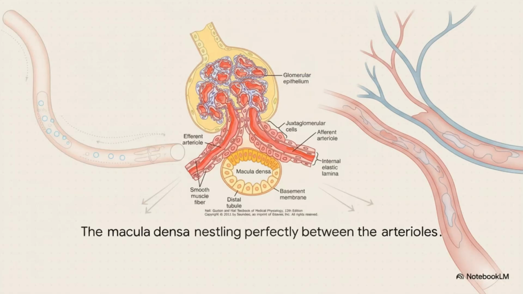When you look at the physical reality of this system, you can clearly see those modified columnar cells of the macula densa sitting inside the wall of the distal tubule. Notice how it's nestling right up against the smooth muscle-derived juxtaglomerular cells of the afferent arteriole. Because they physically touch, they form this direct physical feedback loop. It's brilliant, really. It allows chemical signals from the tubule to instantly alter the behavior of the blood vessel.